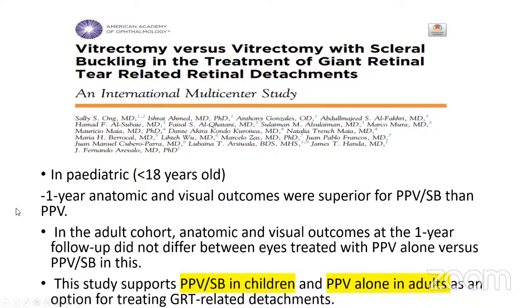The most important thing they want to highlight is that the 1 year anatomy and visual outcomes are more superior for combined PPV with SB than PPV alone in the pediatric cases. Whereas in the adult cohort, there is no difference between eyes treated with PPV alone or PPV combined with scleral buckle. So this study advocates that in pediatric cases we do a combined PPV with SB, whereas in adult cases we can do PPV alone.